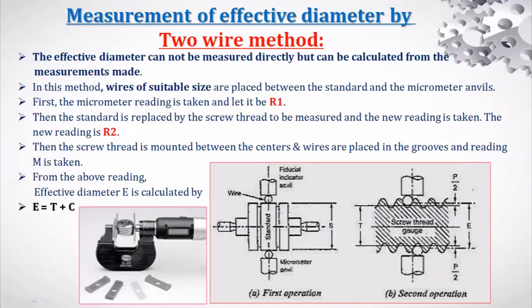So I hope all of you understood, right? You go through that image. So from the above reading, effective diameter E is calculated. So E is equal to T plus C.